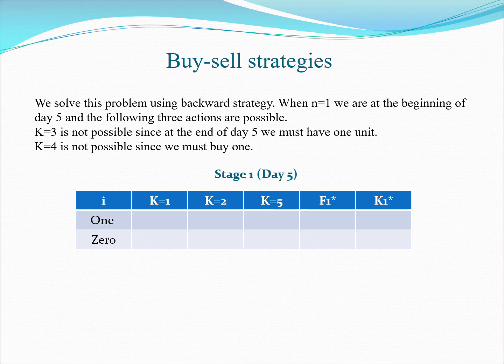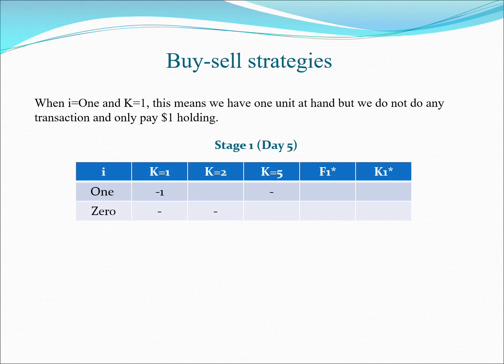When N equals 1, we are at the beginning of day 5, and the following actions are possible. K equals 3 is not possible, since at the end of day 5 we must have 1 unit. K equals 4 is not possible, since we must buy 1. When I equals 1 and K equals 1, this means we have 1 unit at hand, but we do not do any transaction and only pay $1 holding.